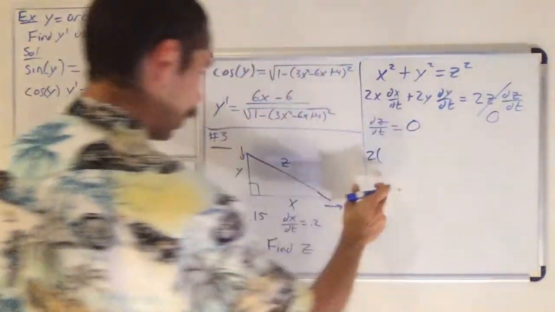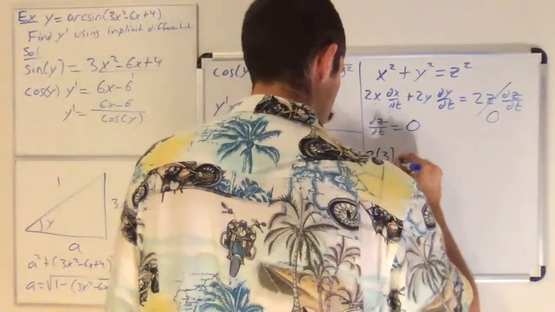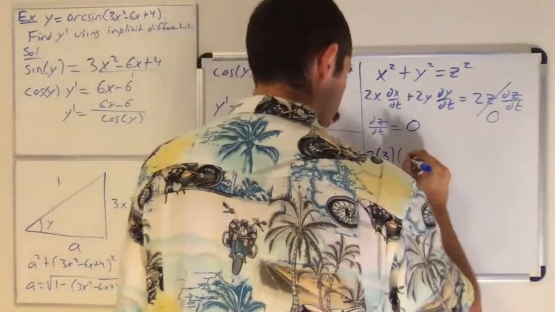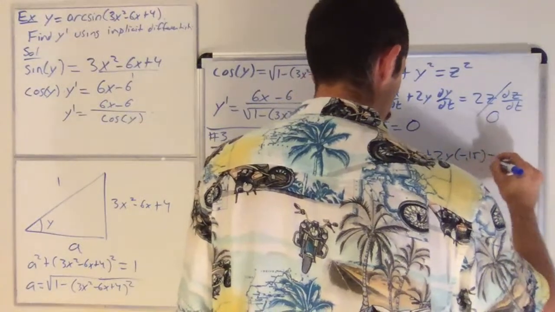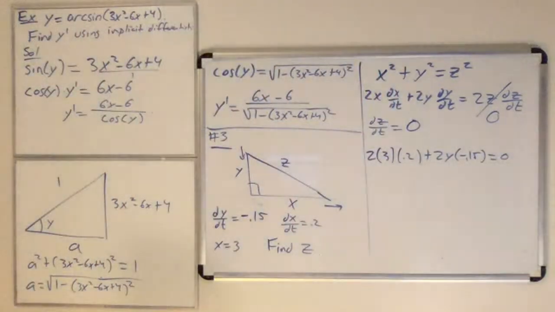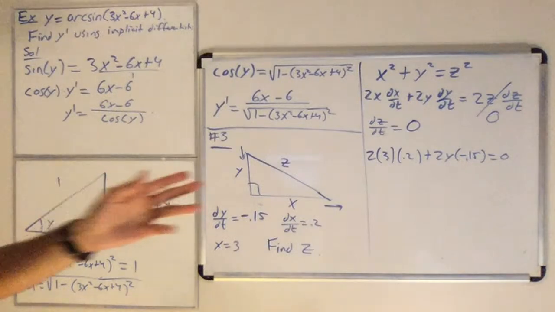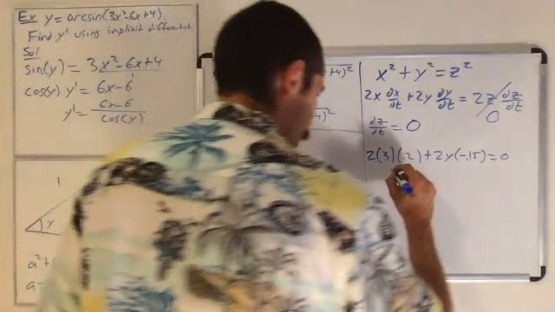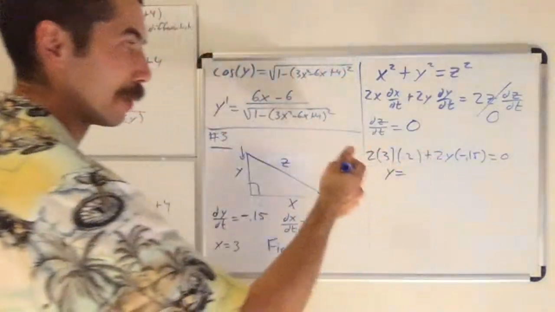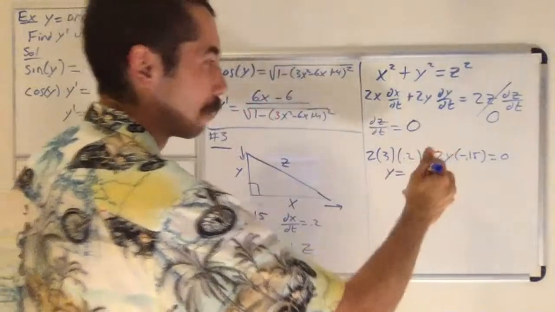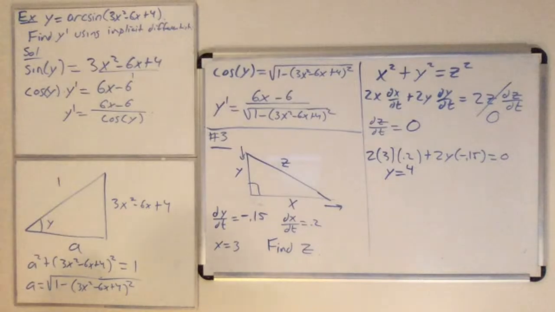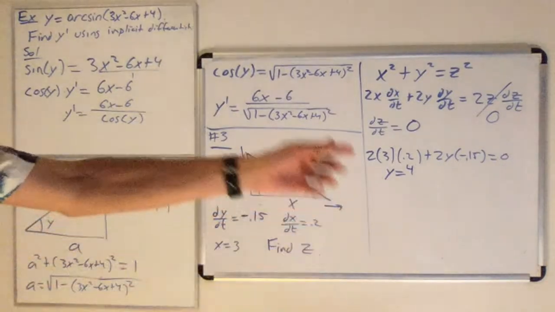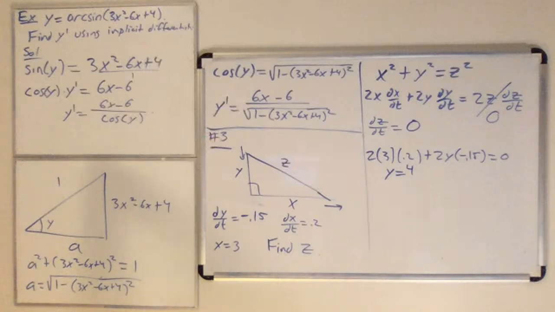So 2, x was given to us as 3. dx/dt is 0.2. Okay, and we could solve for y. Space is at a premium right now, so I'm just going to do the algebra in my head. We get y equals 4. I also have the answer written out, so I didn't actually do any algebra in my head. But you could solve for y here. You'd see it's equal to 4. And now how do we get z?